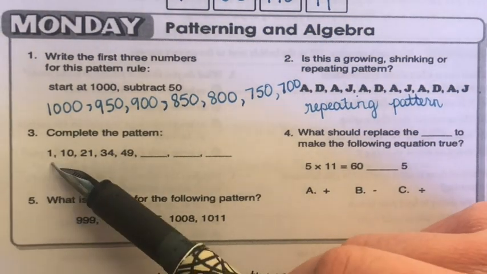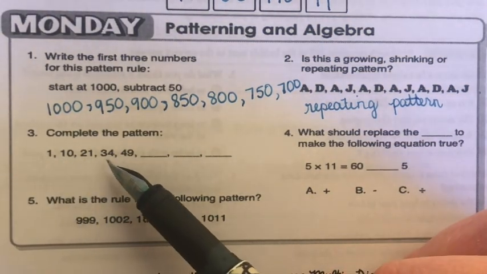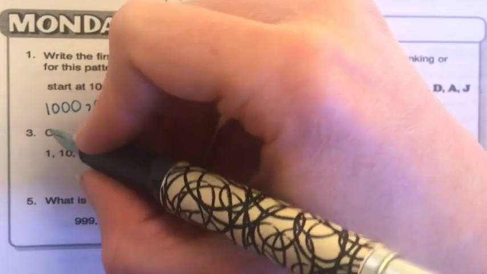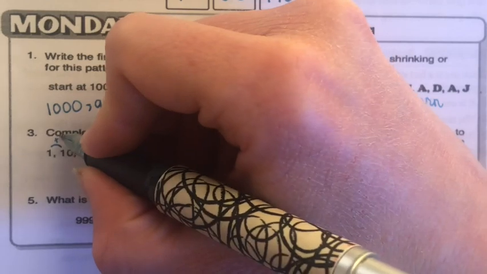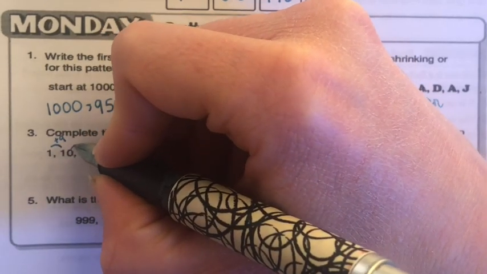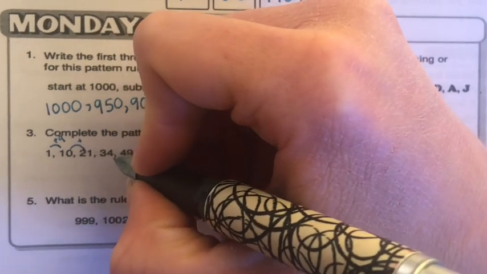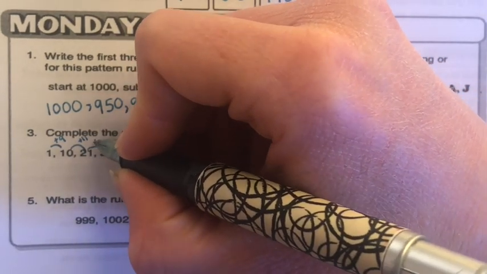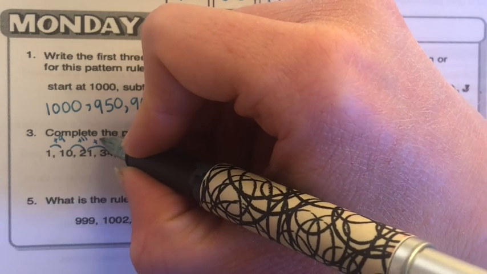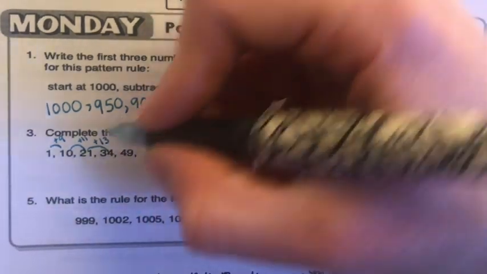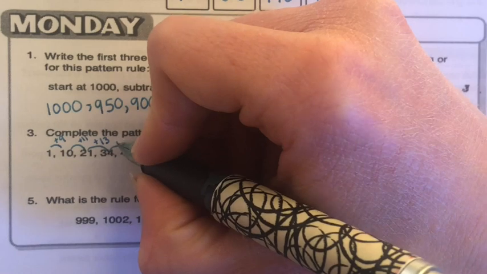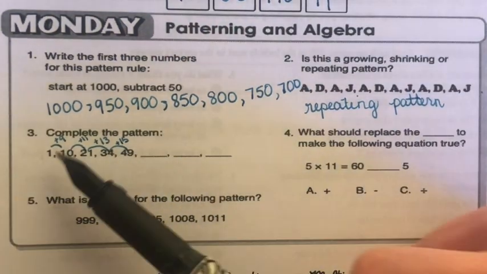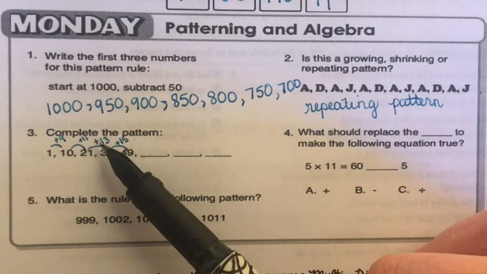Complete the pattern. 1, 10, 21, 34, 49. So I'm trying to figure out what they're doing here. So 1 plus 9 is 10. I know it's increasing. 10 plus 11 is 21. 21 plus 13 is 34. 34, let's see, plus 15 is 49. So each time they add, they're adding the next odd number.